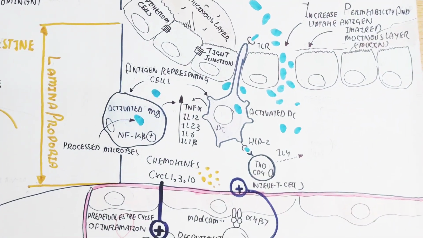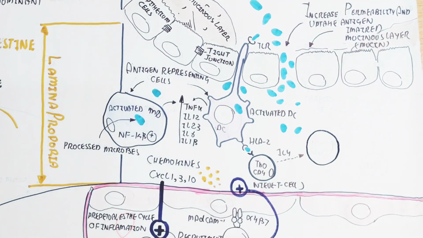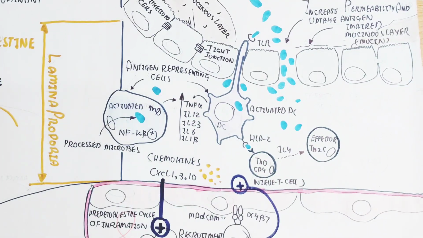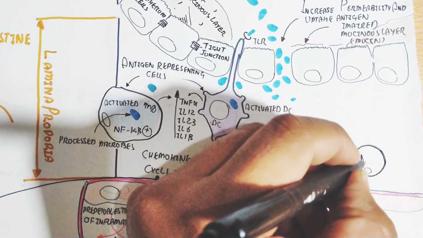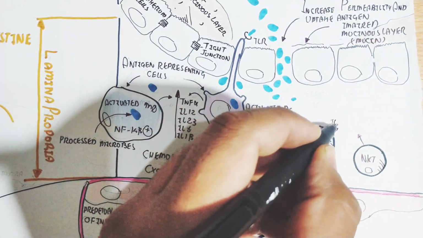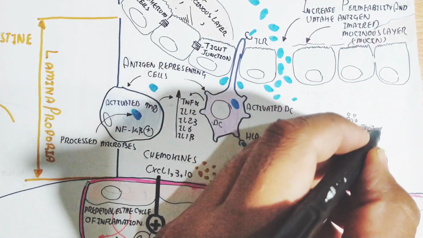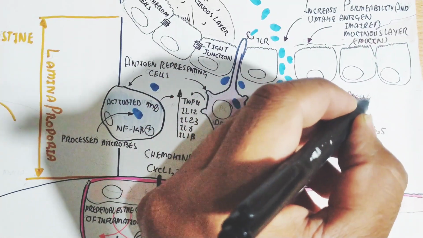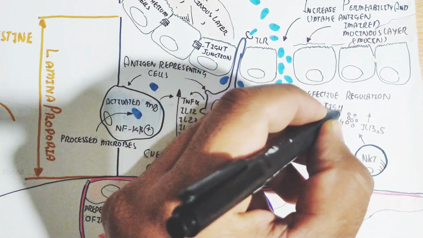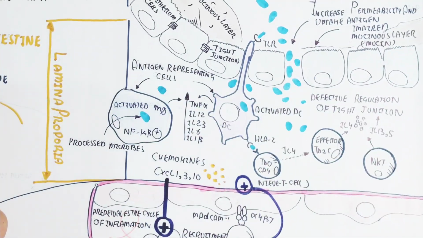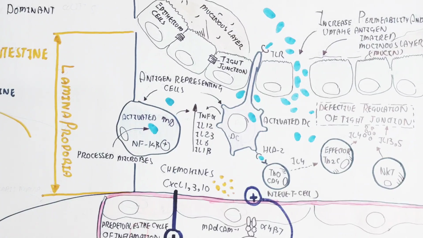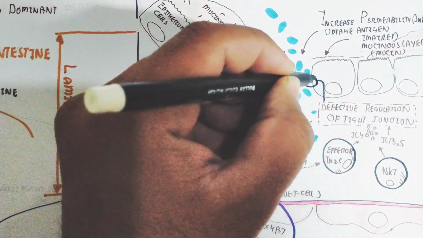HLA2 receptor through a T helper 0 cell, which is activated to produce interleukin 4. If interleukin 4 is produced, the effector T helper 2 cell is activated, and the natural killer T cell, like the CD8, also activates and produces interleukin 4, 13 and 5, which increase the defective regulation of tight junction. In this, the tight junction will be defective.